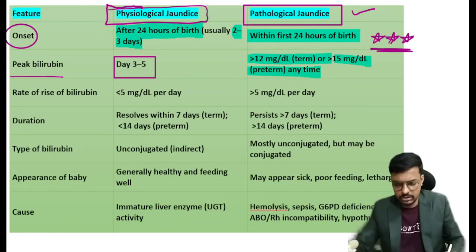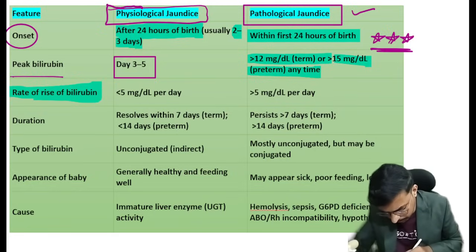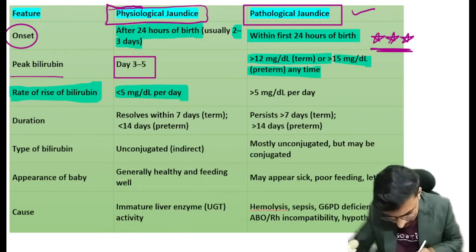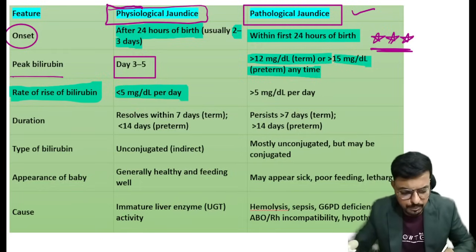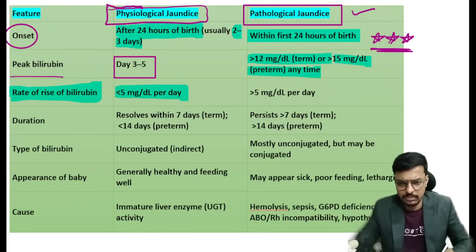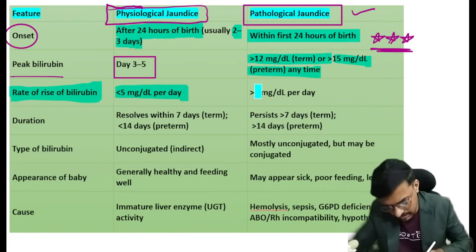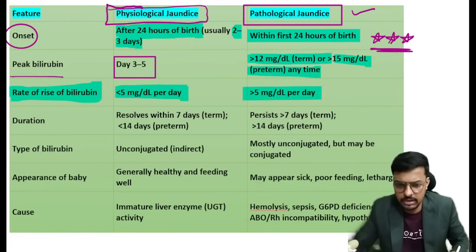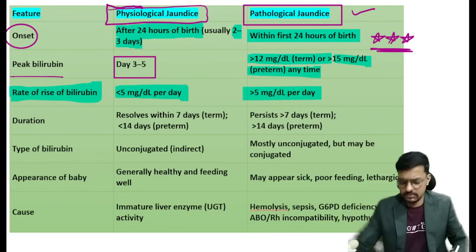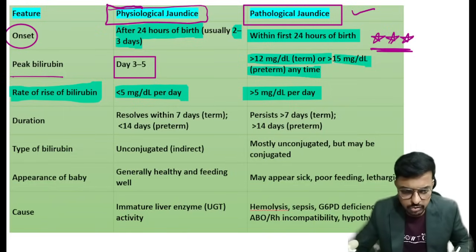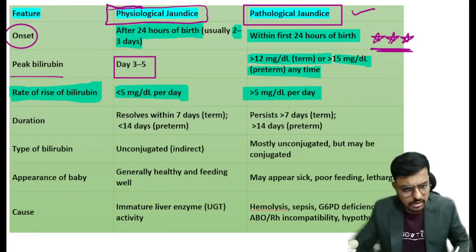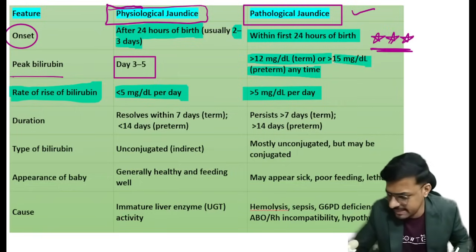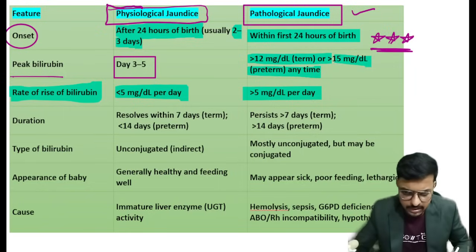So very important. Then the rate of rise of the bilirubin per day, beta. In physiological jaundice, it rises less than 5 mg per deciliter per day. In pathological jaundice it will rise more than 5 mg per deciliter per day. Very, very important. The rate of the rise of the bilirubin: more than 5 milligram per deciliter per day in pathological jaundice, and in physiological jaundice it is less than 5 mg per deciliter per day. So please do remember.